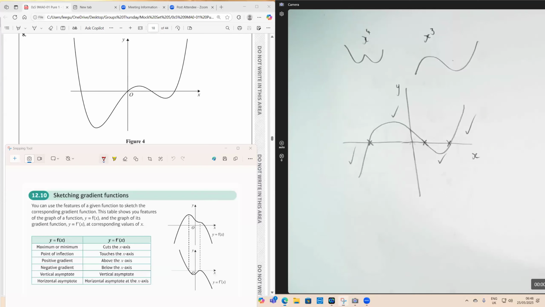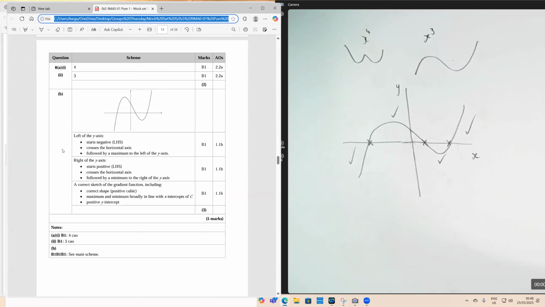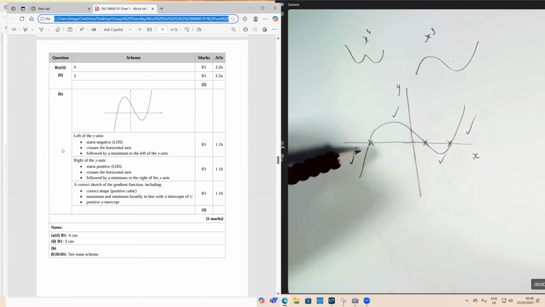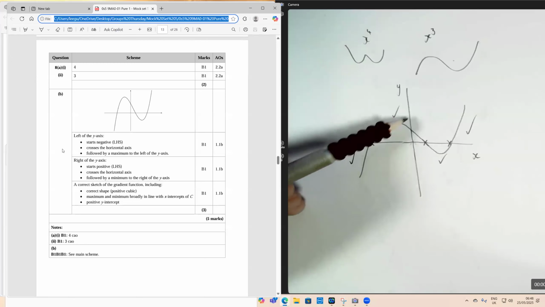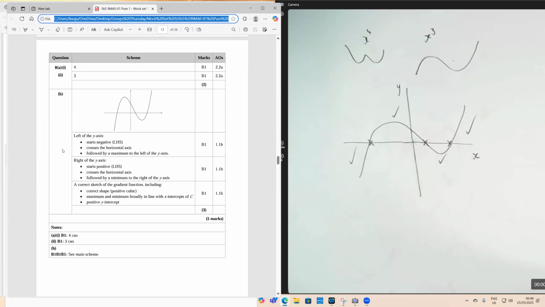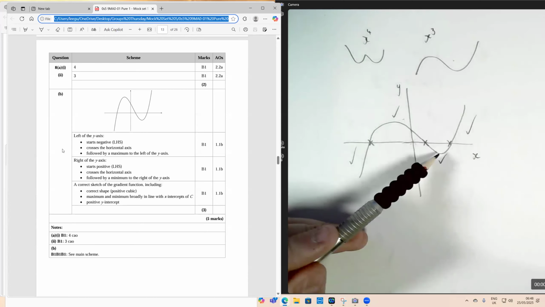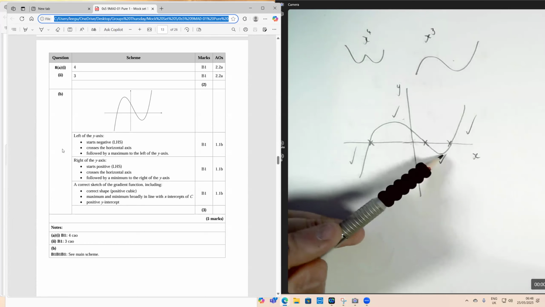Now let's have a look at the mark scheme and see where the marks are. So what have we got? We've got one mark for left of the y-axis: start negative on the left-hand side, crosses the horizontal axis here, followed by a maximum to the left of. So if you've got this portion right, or by doing either that bit or that bit, you get one mark. To the right of the y-axis, they're saying starts off on the positive, starts positive, so we are positive here, crosses the horizontal axis, followed by a minimum. Okay, that's fine. So they're saying if you've got those, you get that mark.